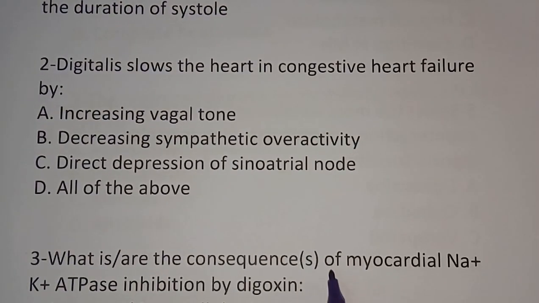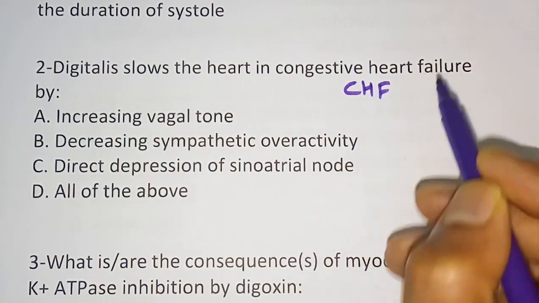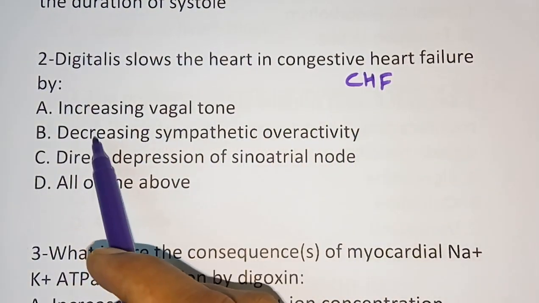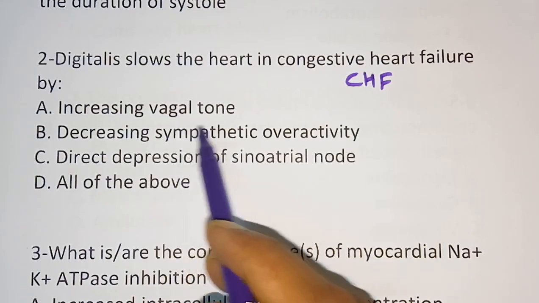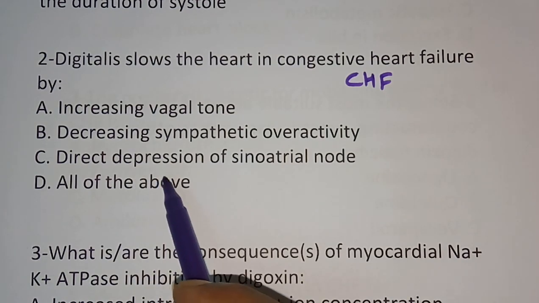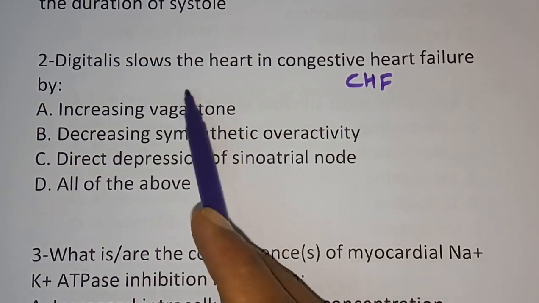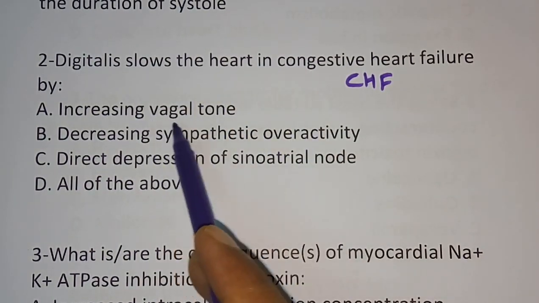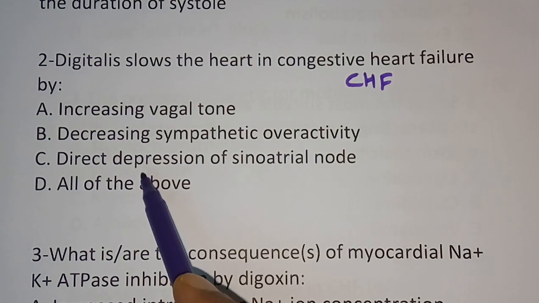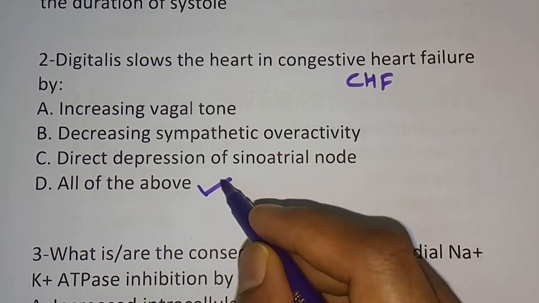Digitalis slows the heart in congestive heart failure, CHF, by option A, increasing vagal tone, option B, decreasing sympathetic overactivity, option C, direct depression of SA node, option D, all of the above. Digitalis slows the heart through increasing vagal tone, decreasing sympathetic overactivity, and direct depression of SA node. The correct answer, all of the above.